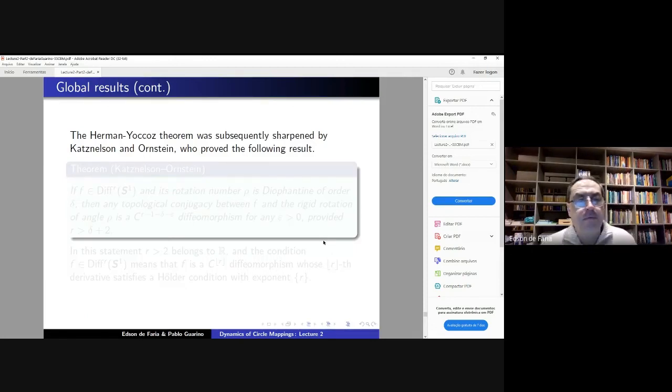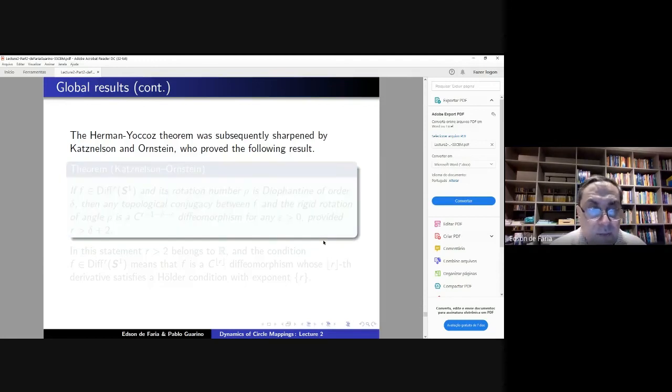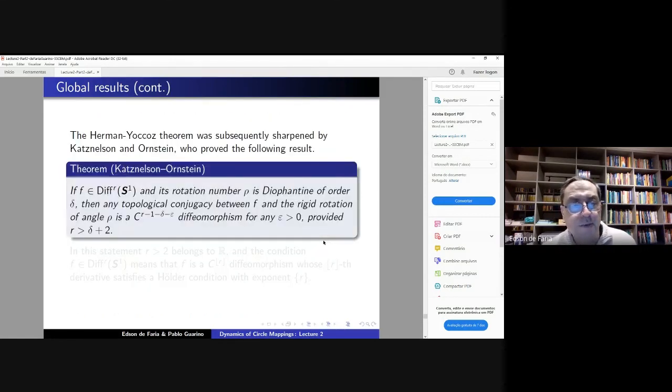But that's not the end of the story. The Herman and Yoccoz theorem was actually later sharpened by Katznelson and Ornstein. They proved this result here, that if you have a diffeo with rotation number rho, which is Diophantine of order delta, then any topological conjugacy between F and the rigid rotation is C^(R-1-delta-epsilon), provided R is greater than delta plus 2. So you compare this to the previous theorem, you see that there was this condition that R has to be greater than 2 times delta plus 1. And this is now somewhat reduced to R greater than delta plus 2, okay?